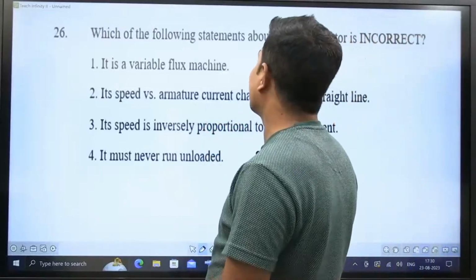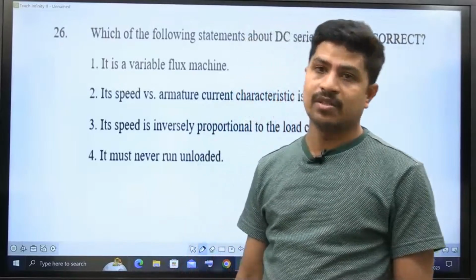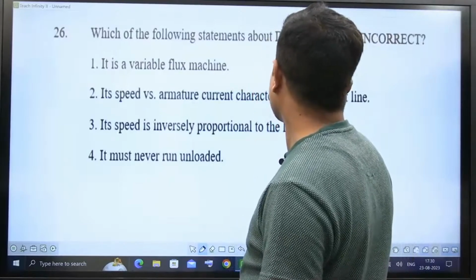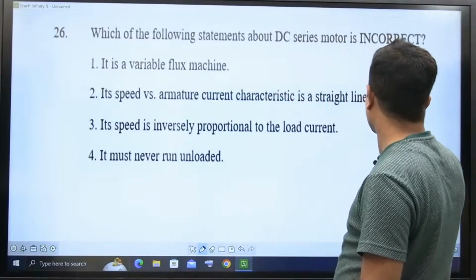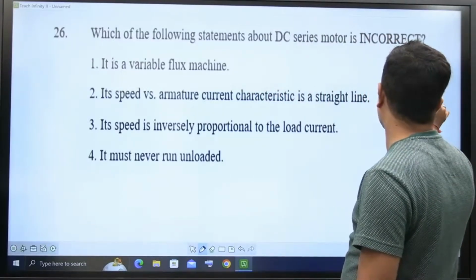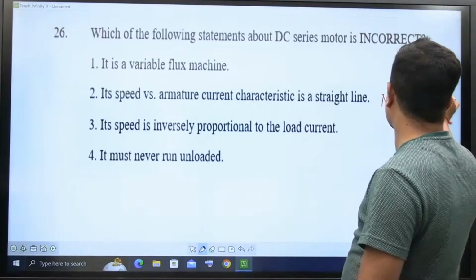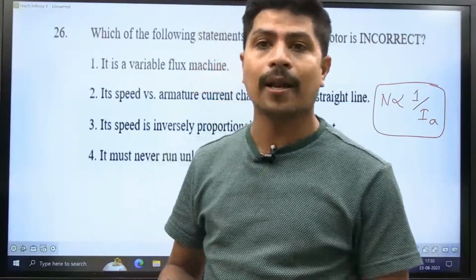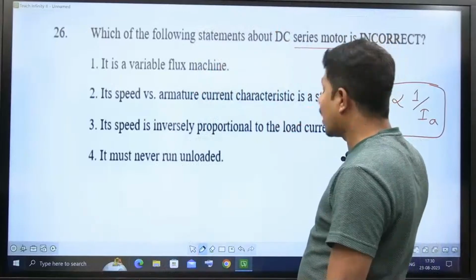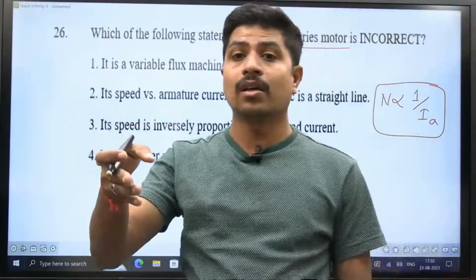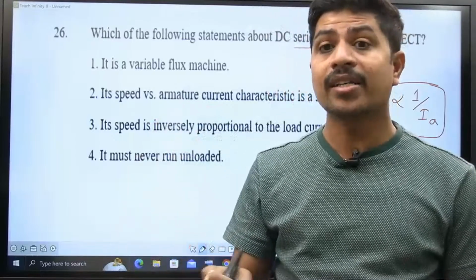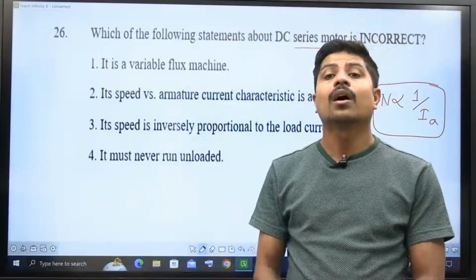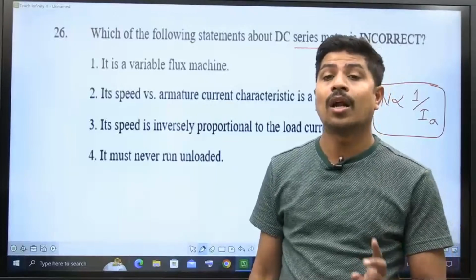The first statement is that it's a variable flux machine. It is correct only, flux is getting varied. Next, it says the speed versus armature current characteristic is a straight line. We'll see. This is the relationship we get for speed versus current of a DC series motor. Because the field flux is from the armature current only, if the current is equal to 0, the field flux will be zero and the speed will be infinity. That's why people say do not run a DC series motor under no load, right?